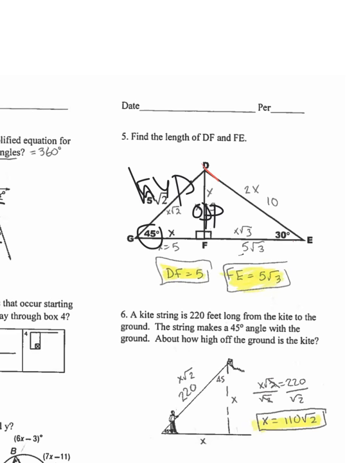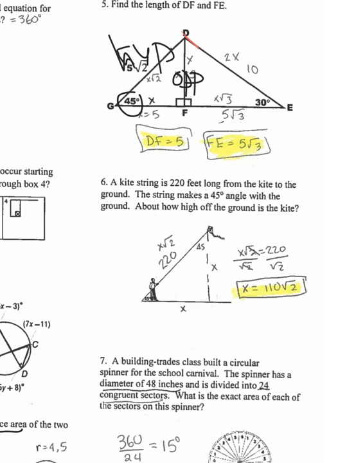But either way, okay. Number 6, a kite string is 220 feet from the kite to the ground. The string makes a 45-degree angle with the ground. About how high off the ground is the kite? So we've used the kite a few different times. Kite's in the air, you make your right triangle. The string is 220.